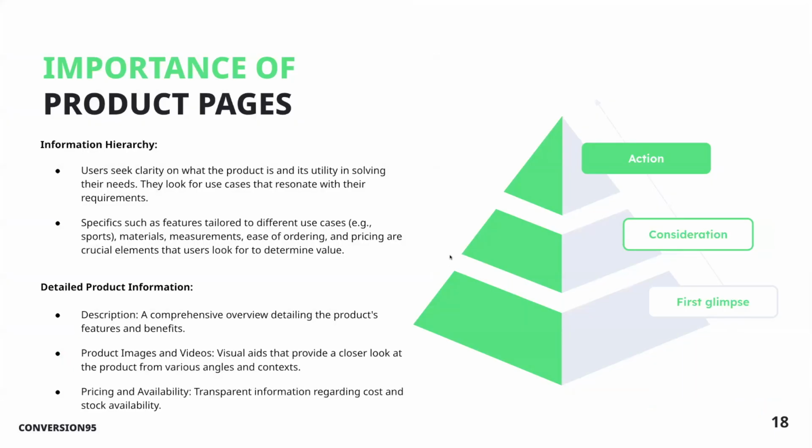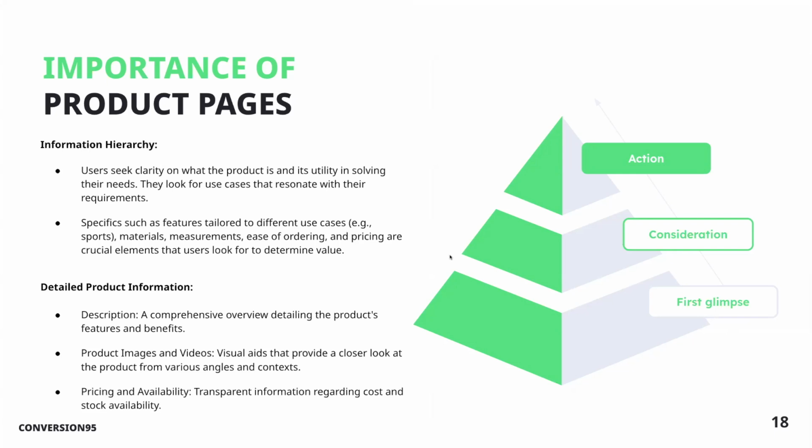So we'll cover a bit how all of these elements that I previously was talking about play into the importance of product pages. So we know that users seek clarity on what the product is exactly and its utility in solving their needs. They look for use cases that resonate with their requirements. And if they don't find it, as I mentioned, they might head out to the competitors to go looking for them. So the product page's first and foremost use case is to solve people's needs. Well, firstly, to generate interest, but then to solve their needs.